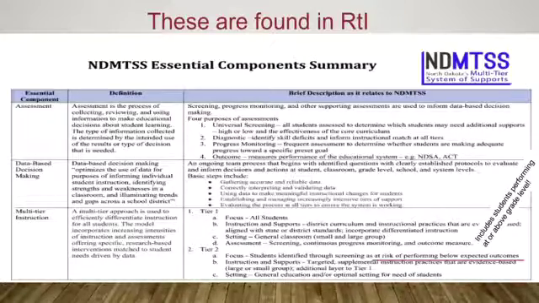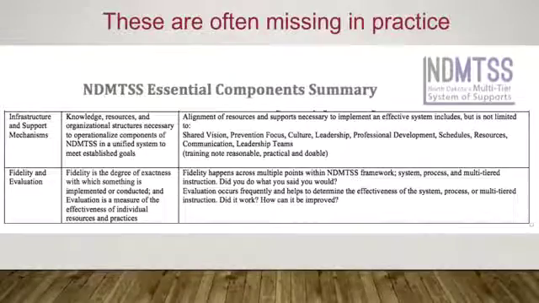But what is often missing in practice in schools using RTI are infrastructure and support mechanisms and fidelity and evaluation. You see, frequently we leave out some of the vision, prevention, culture, communication, leadership teams that need to be in place. And sometimes we forget to ask the question, did we do what we said we would, and is it working the way we want it to work? Those two questions can guide our fidelity and evaluation process very well.